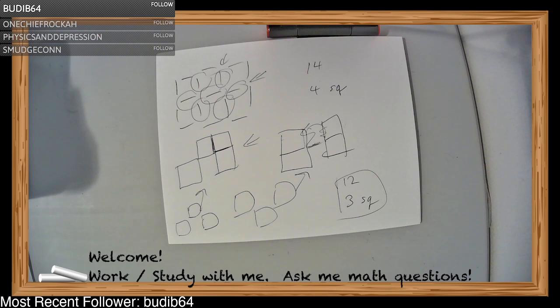Okay, so this is one way to go about solving the problem. It's not a terrible way. It makes things pretty quick.